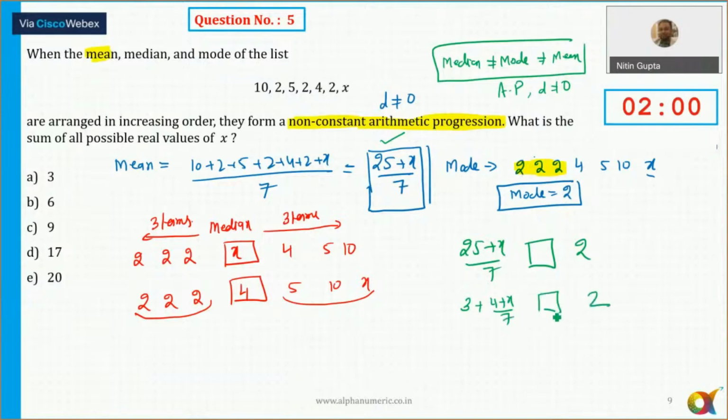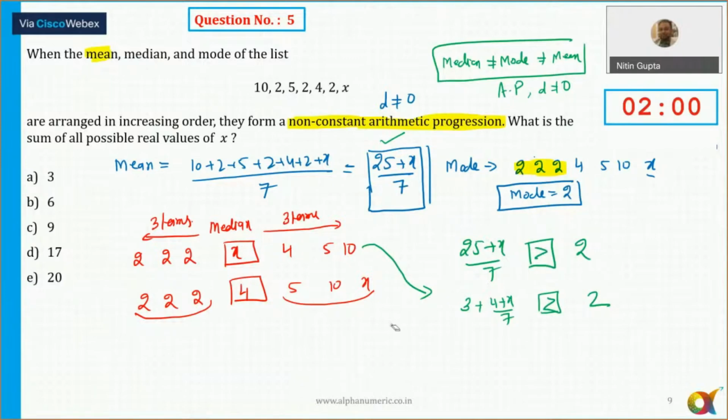So if I need to compare, which one is greater? Definitely 3 plus (4 + x)/7 comes out to be greater than 2, because in the first case x is greater than 2. So if x is greater than 2, then 3 plus some positive number is always going to be greater than 2. So (25 + x)/7 is always greater than 2 in the first case. Is that clear to all of you?